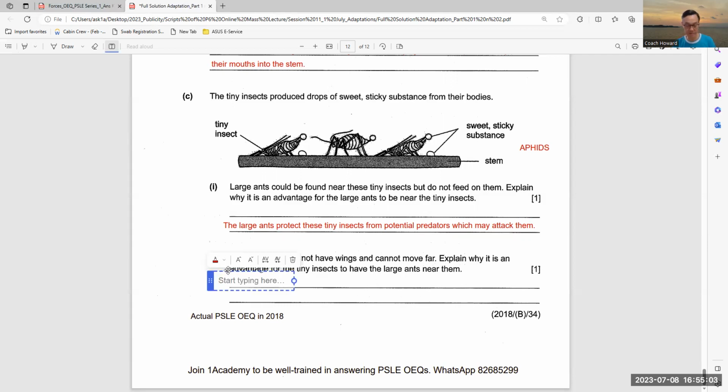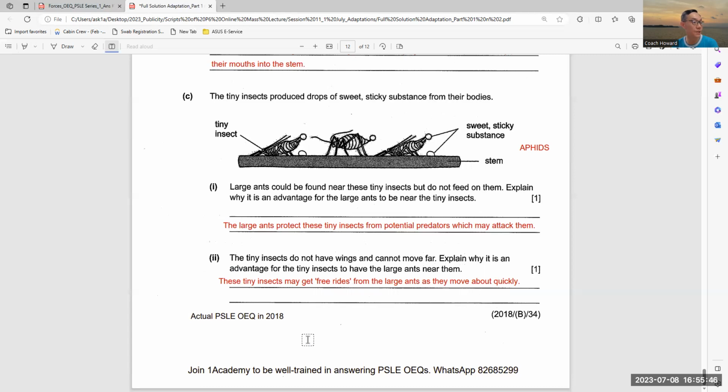So you say these tiny insects may ride on or get so-called free rides, inverted comma, from the large ants as they move about quickly. Actually, ants move quite fast compared to their body size. Okay. This tiny insect may get free rides from large ants as they move about quickly.